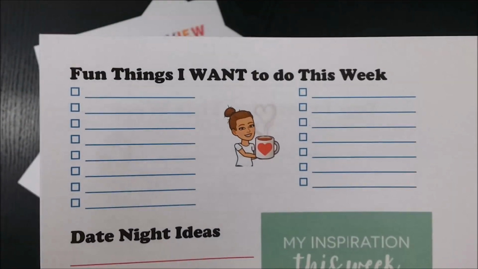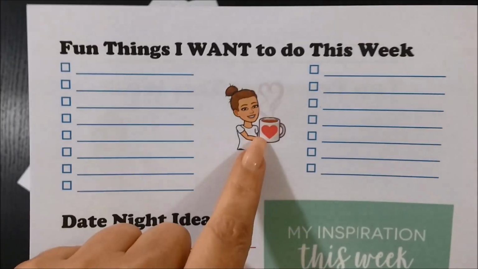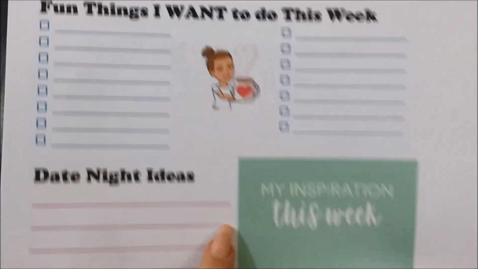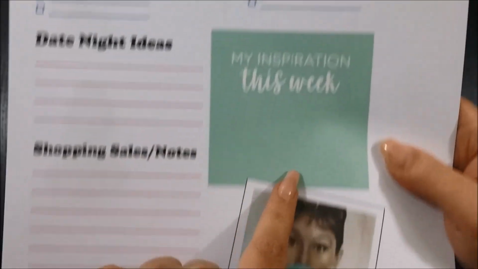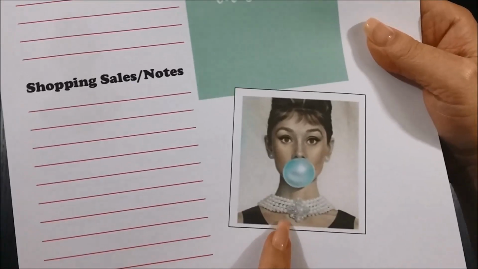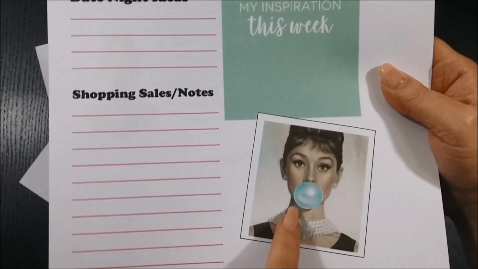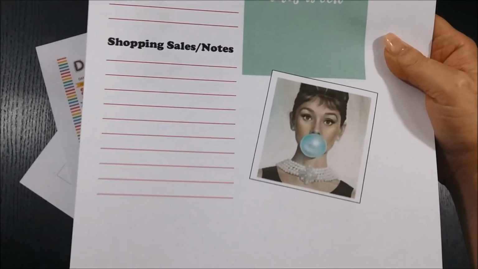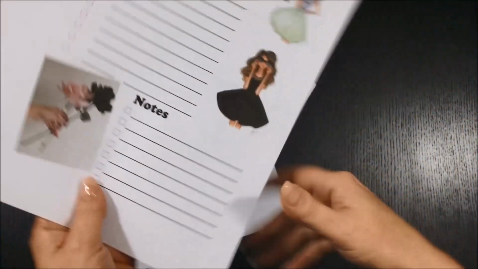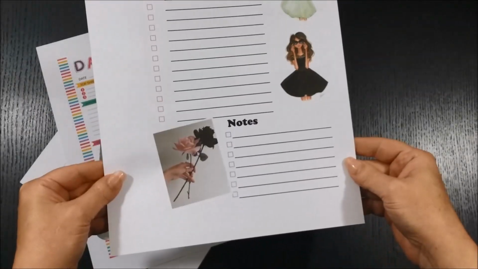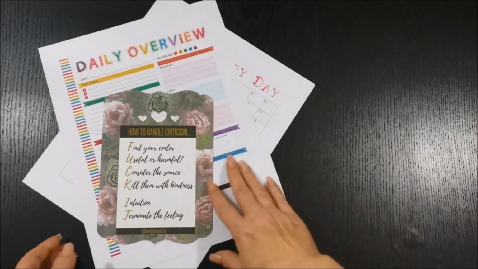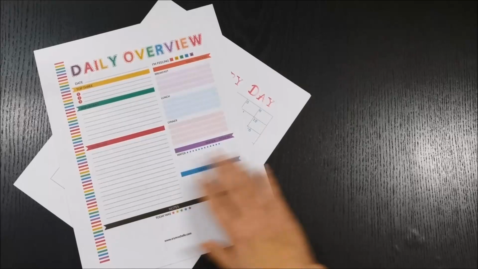And then on the back side, I added a picture of coffee with a little steam heart, super cute. Date night ideas, I left that one the same and added in a Audrey Hepburn Tiffany super cute graphic. I think this is from Victoria Thatcher. So that's my new weekly to-do list. And we'll share that one last.